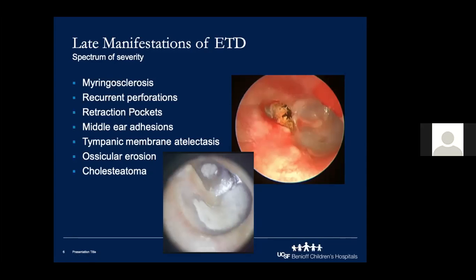Recurrent perforations that are tricky to repair. Retraction pockets are quite common. In the photo on the right here, we're looking at an attic. The malleus is here, and then we have the attic showing either wax or keratin debris that's pulling into that and potentially forming a cholesteatoma over time. You can get middle ear adhesions that can cause conductive hearing loss, tympanic membrane atelectasis, ossicular erosion, and of course cholesteatoma.